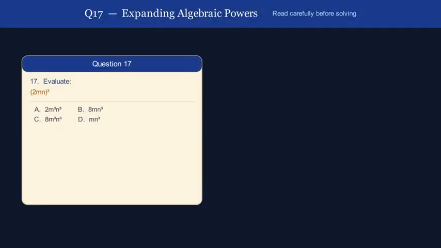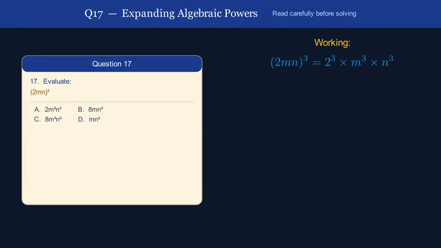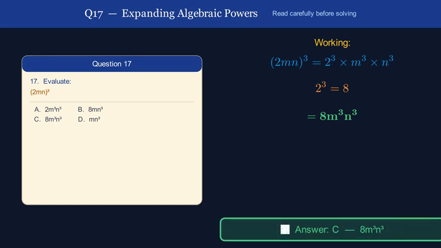Question 17. Evaluate 2mn to the power of 3. Apply the exponent to every factor inside the bracket. So that will be 2 cubed times m cubed times n cubed to get 8m cubed n cubed.